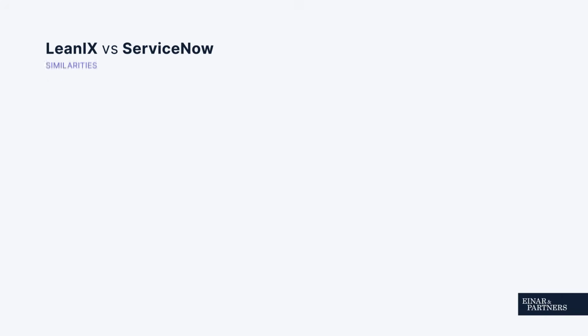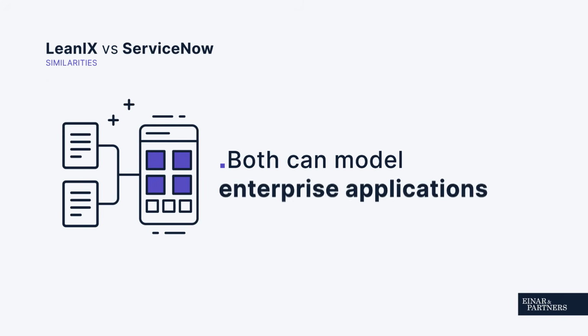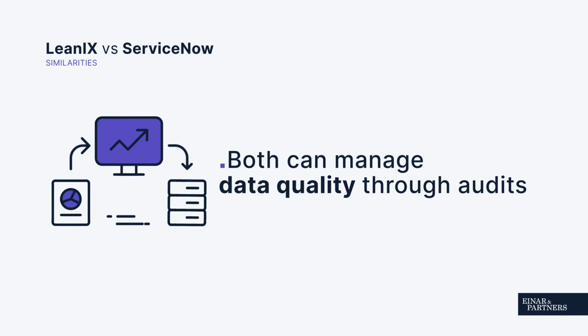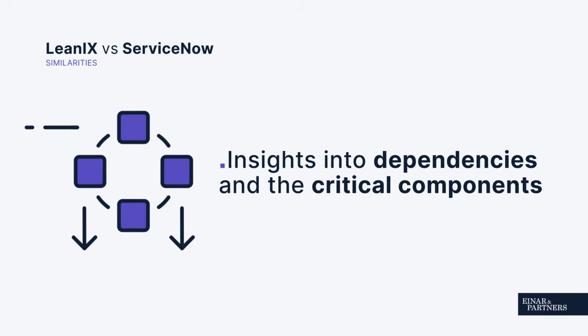So both platforms have enterprise architecture modeling capabilities, for example in ServiceNow with the EA module, and with LeanIX with its core business platform capabilities. They both can model enterprise applications at scale. They both can manage data quality through audits, surveys and more. They provide insights into dependencies and the critical components of applications.